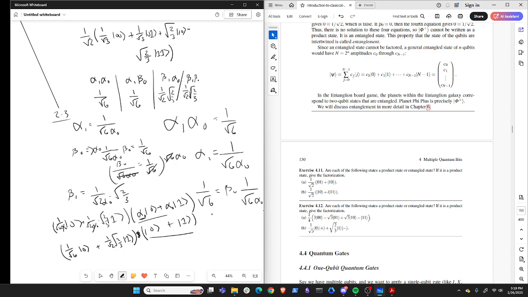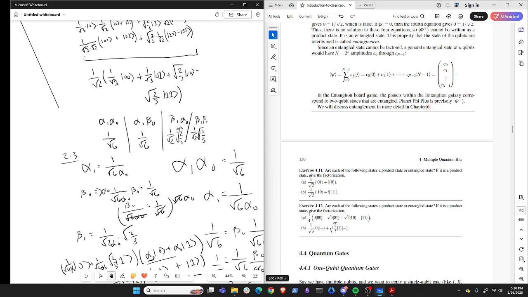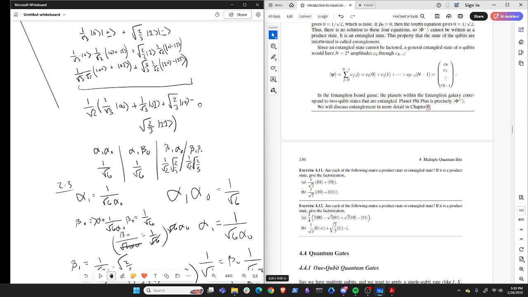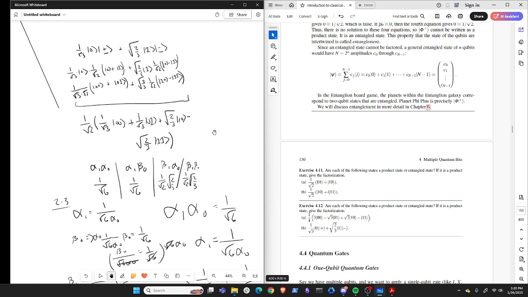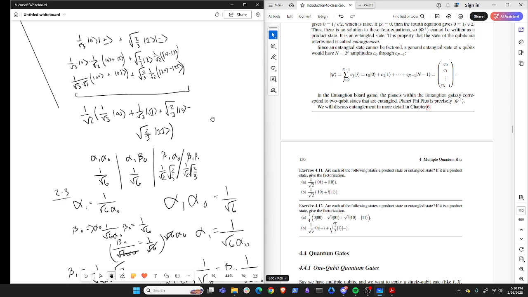Yeah, we can pull out 1 over square root of 6 times beta 0 over alpha 0 and have that equal 1 over 6. So beta 0 over alpha 0 equals 1, so beta 0 equals alpha 0. But I think at some point along the way when I was calculating these amplitudes, something went awry, because this actually is not factorable according to the textbook. Maybe the textbook is wrong. Maybe we just cracked the case, but I don't think so.